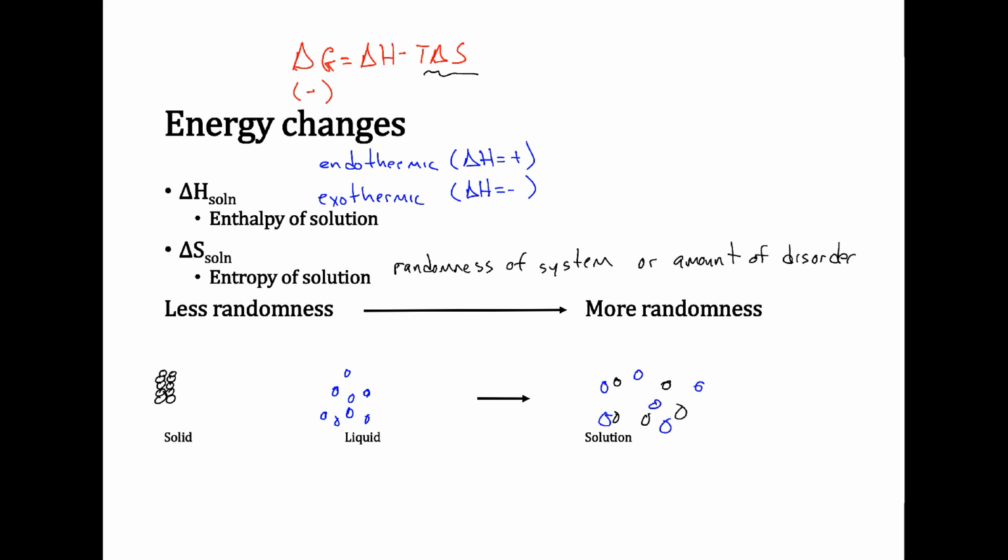Okay, so what I want to do really quick is think about a couple of different scenarios. What happens if delta H is positive? How can delta G be negative? Well, even if the process is endothermic, which means that delta H is positive, this reaction could still be spontaneous if there's enough disorder in the products.